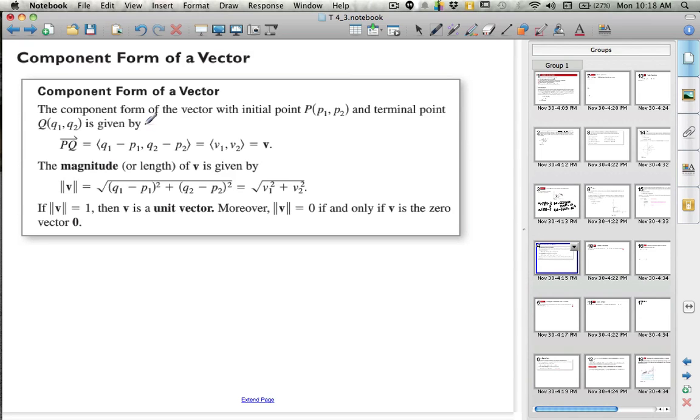All right, if you want to take a look at the component form of a vector, we've got an initial point P, and so you've got P1 and P2, the two coordinates, or you could think of this as Px and Py, and then a terminal point Q, so the x-coordinate and the y-coordinate. And you can see we find the difference of the coordinates, and that becomes the component form, right? And then again we use the distance formula to find the magnitude. If the magnitude is 1, then it's a unit vector, and we'll talk more about unit vectors later.